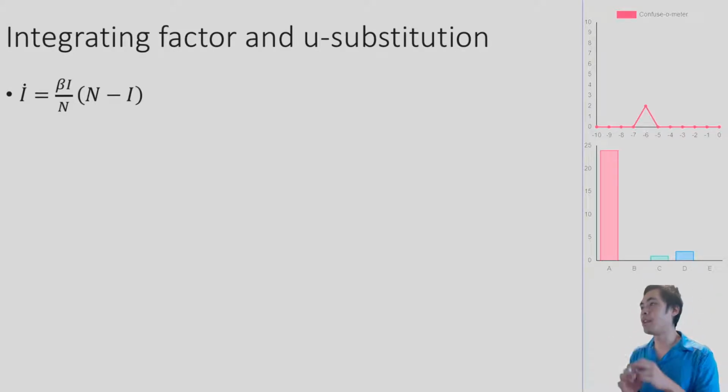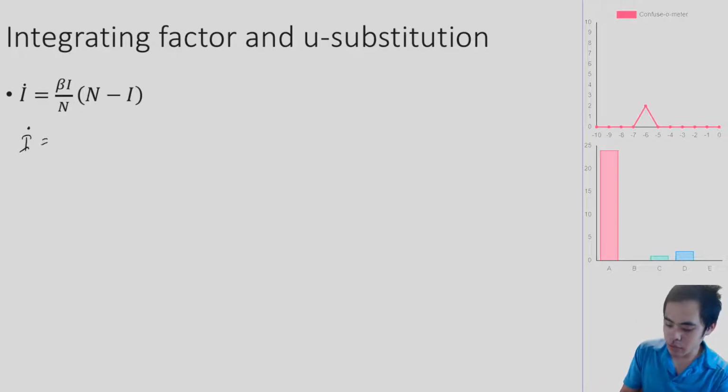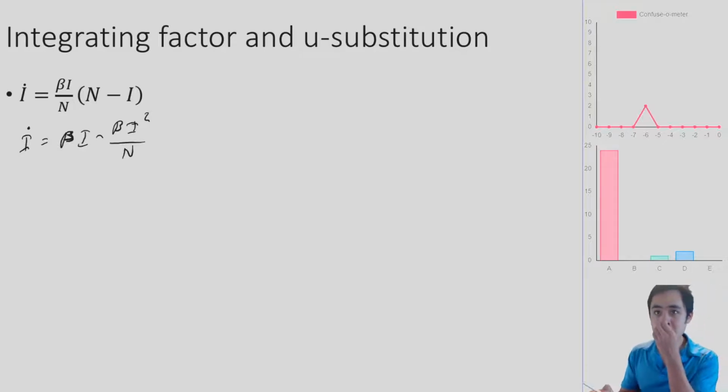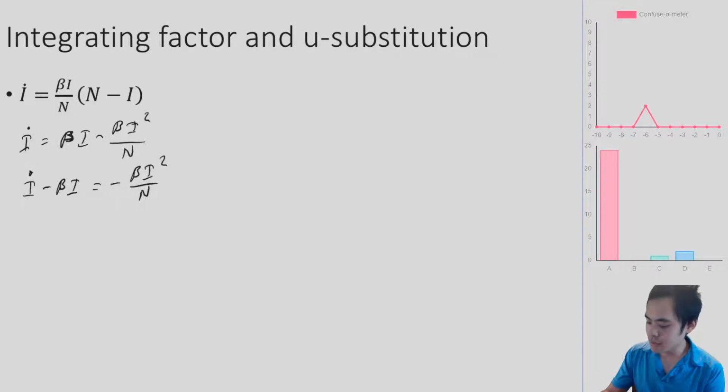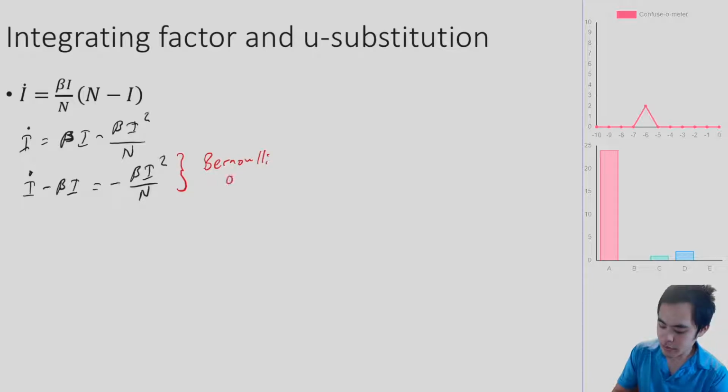So I'm going to resolve this a completely different way, and what we're going to do is we notice that I dot is equal to beta I minus beta I squared divided by n. We rewrite this, we get I dot minus beta I is equal to minus beta I squared over n. And this here is a Bernoulli ODE, which we talked about in the section when we learned about integrating factors.